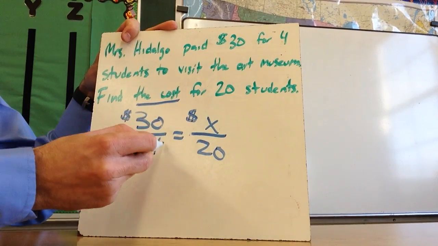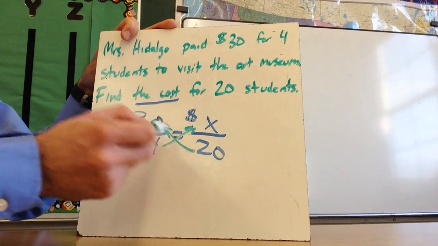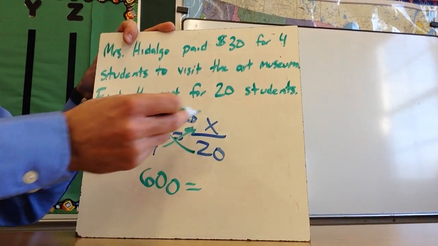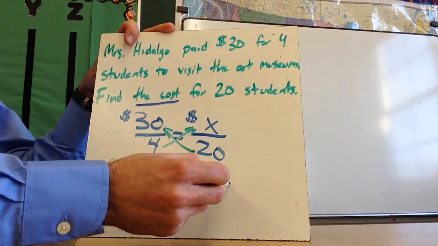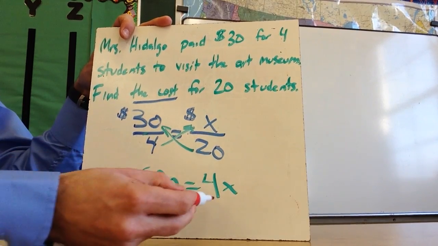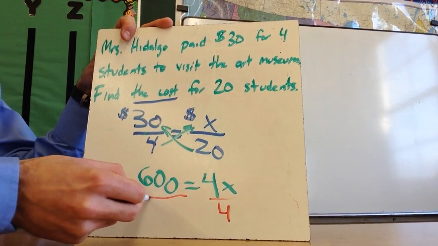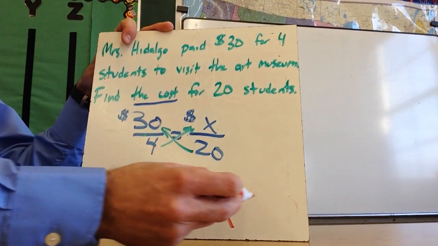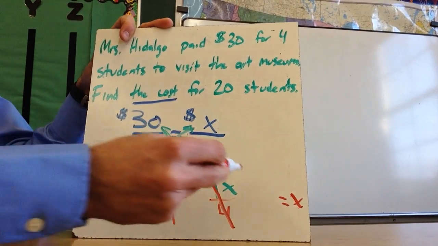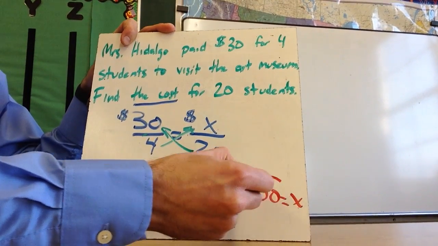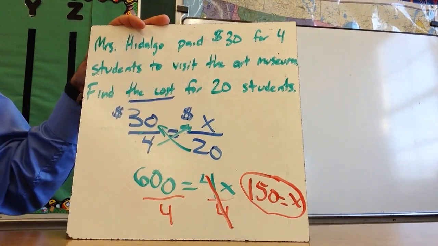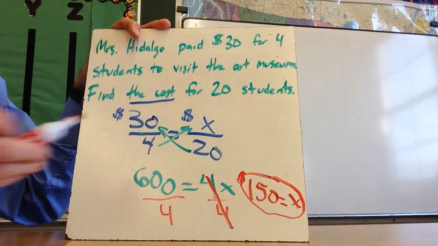So using this same idea, I'm going to cross multiply. 20 times 30 is 600 equals 4 times x, which is 4x. Then I need to take the number that's in front of the x, and that's the 4. I need to divide that to both sides. This will cancel out, so I'm left with x equals 600 divided by 4, which is 150. So in order for Mrs. Hidalgo to take 20 students to the art museum, it will cost her $150.